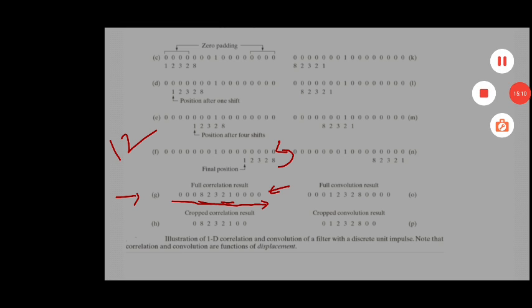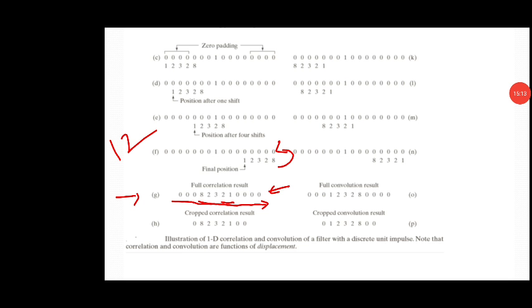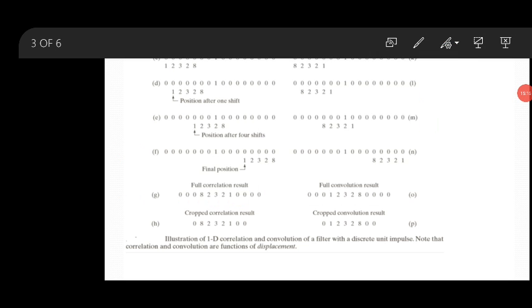Then how do I crop it here? Look at this output. How many zeros are there on the left side? 3 zeros and 4 zeros here. What is the length you have to make it? You have to make it 8. You need to crop equal numbers of zeros from left and right. So you crop these zeros. After cropping you get 0, 8, 2, 3, 2, 1, 0. I hope you understood this one.